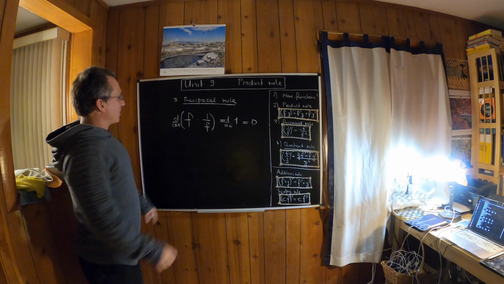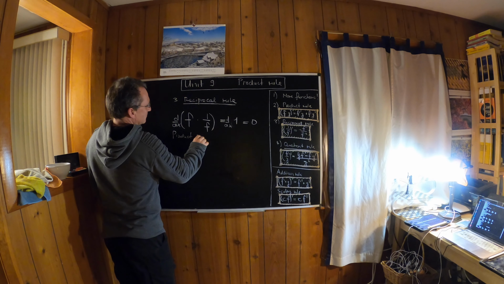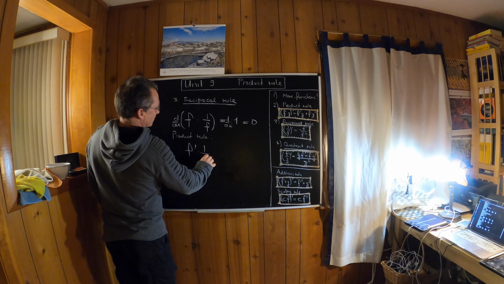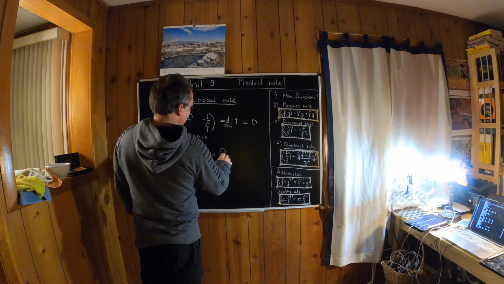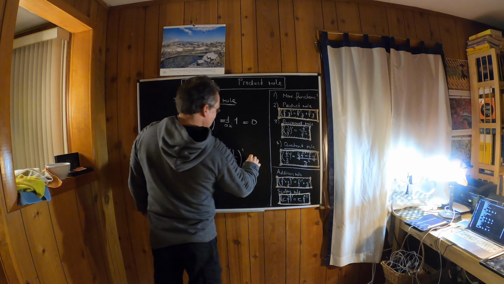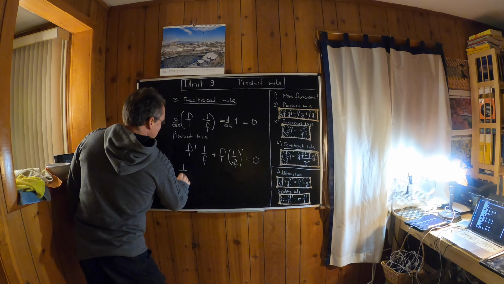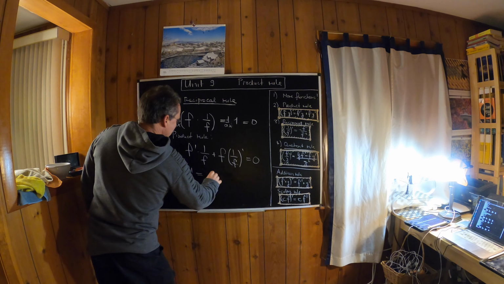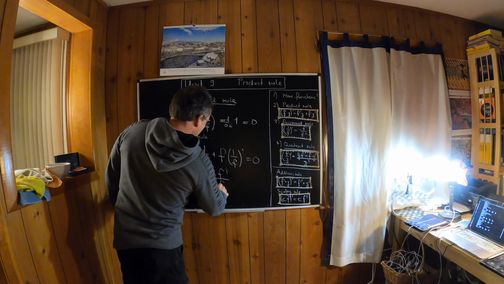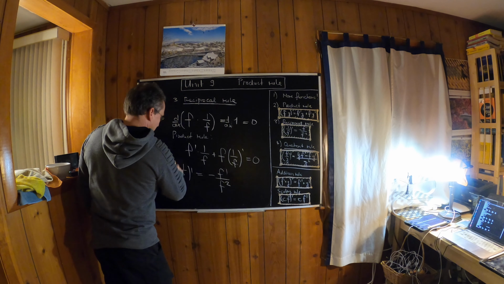And now we can use the product rule. The product rule tells us that's f prime times 1 over f plus f times the derivative of 1 over f, which we don't know, that's equal to 0, and that's what we don't know. We can now put it on one side. The derivative of 1 over f is minus f prime over f, and then we have to divide by f. So we get divided by f squared.